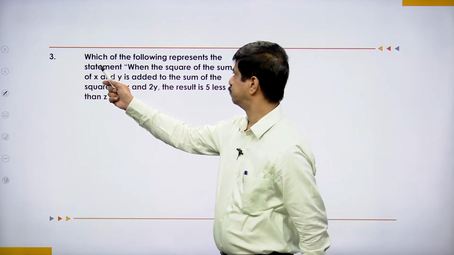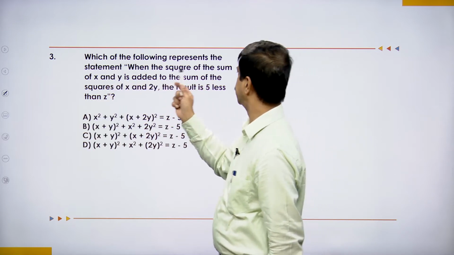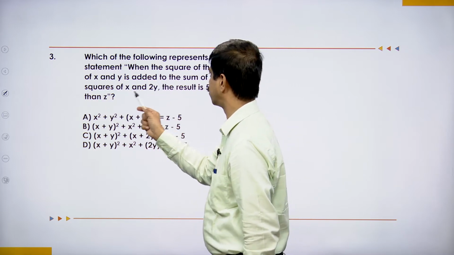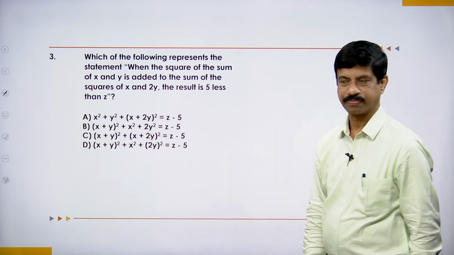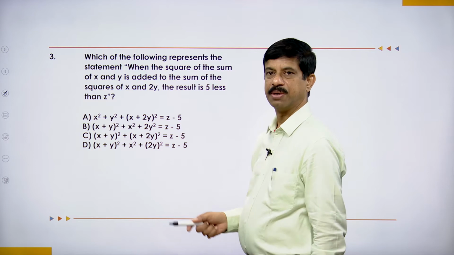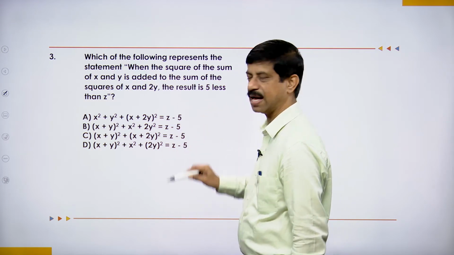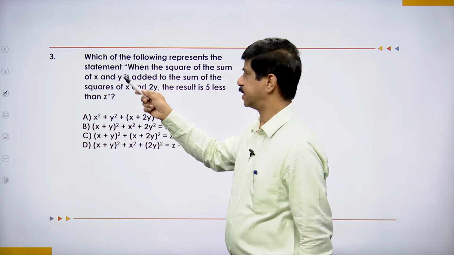So now look at this. Which of the following represents the statement: when the square of the sum of x and y is added to the sum of the squares of x and 2y, the result is 5 less than z. 5 less than z means z minus 5. Everywhere you have z minus 5, so anything could be the answer. Now next, we'll go to the previous part of that statement.